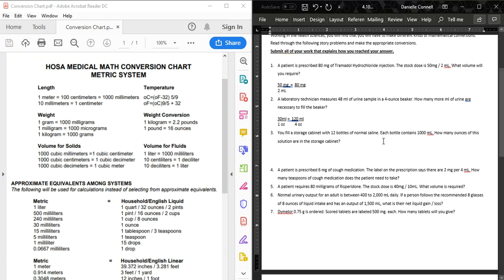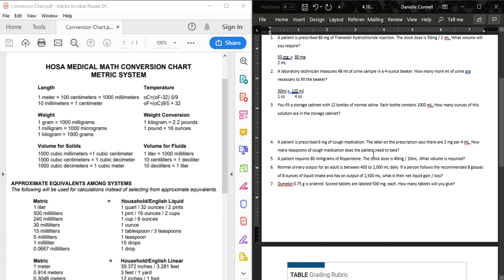Okay, moving on to number 3. You fill a storage cabinet with 12 bottles of normal saline. Each bottle contains 1,000 milliliters. How many ounces of this solution are in the storage cabinet? Well, this is another simple one. We have 12 bottles with each bottle having 1,000 milliliters.